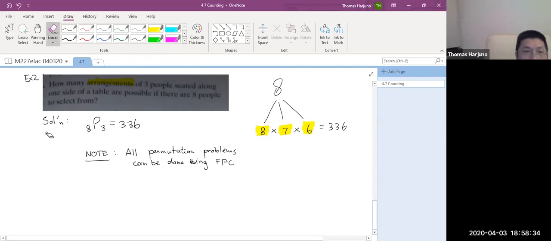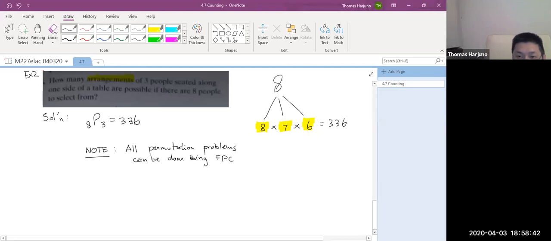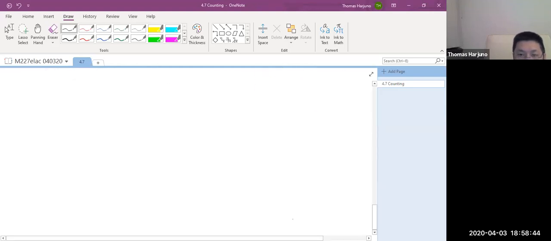Now let's do more problems to show you that yes, every permutation problem can actually be done using the fundamental principle of counting. Let me pick another example.